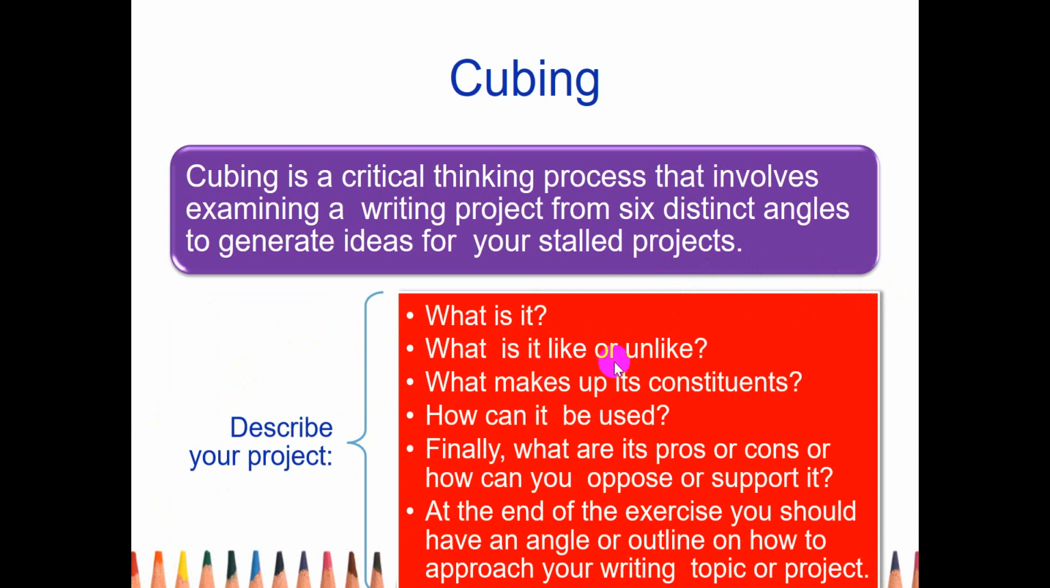What is it like? What is it unlike? What makes up its constituents? How can it be used? Is there any pros and cons? Or how can you oppose or support it? At the end of the exercise, you should have an angle or outline on how to approach your writing topic or project.